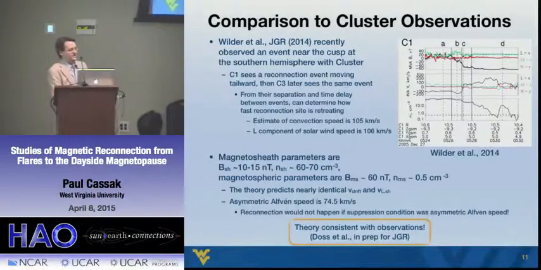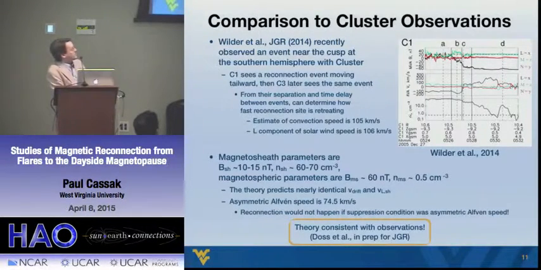What about observations? The numbers I used earlier were from this event by Rick Wilder just up the road at LASP. He saw an event with Cluster where Cluster 1 saw reconnection jets go by, and then Cluster 3, a little further down, saw the same jets go by. From the time of flight, you can figure out how fast everything's going. So in this case, they measured that the convection speed of the x-line was basically the same as the solar wind flow speed. And that's exactly what we would predict for these really asymmetric systems.